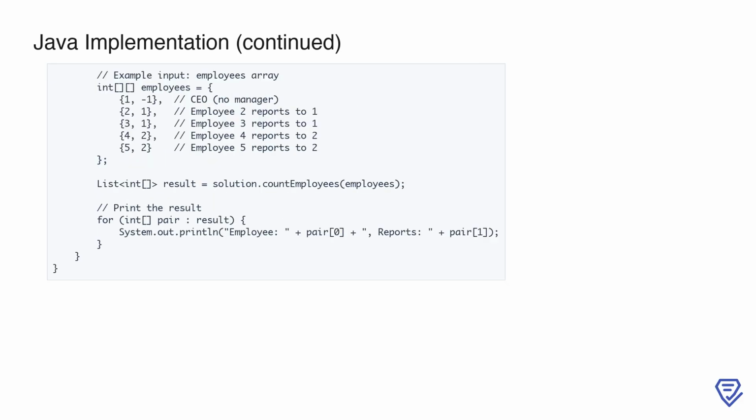Finally, we include an example in the main method to demonstrate how the solution works in practice. We define a sample input, employees, which is a two-dimensional array representing the employee-manager relationships. For instance, employee 1 has no manager, while employees 2 and 3 report to employee 1, and so on. We then call the countEmployees method with this input and store the result. To display the output, we iterate through the result list and print each employee ID along with their respective report count. This provides a clear, visual representation of how many employees report to each person in the hierarchy.